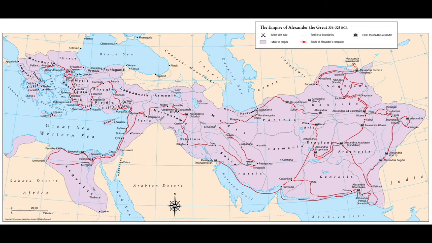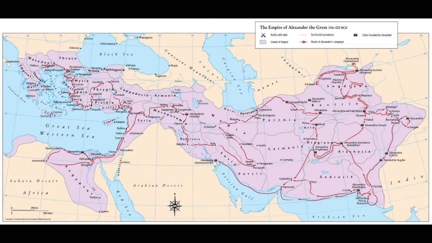It sweeps through Asia Minor. It sweeps through Palestine, all the way down through Mesopotamia, across into Persia, and then off as far east as India. Of course, we don't leave Egypt out of that. Egypt is a part of that empire as well.